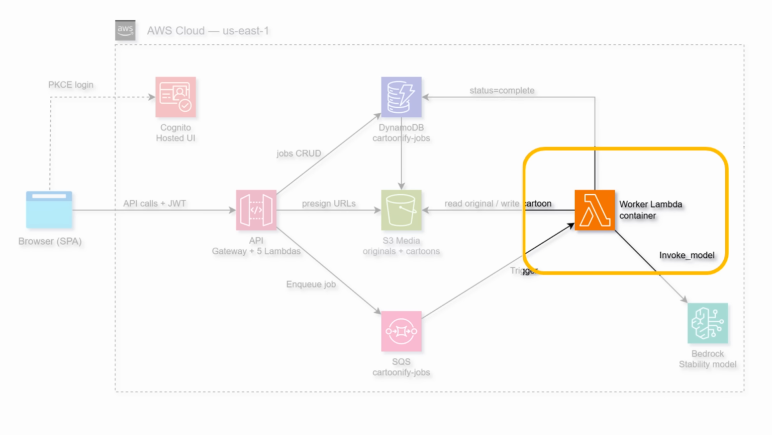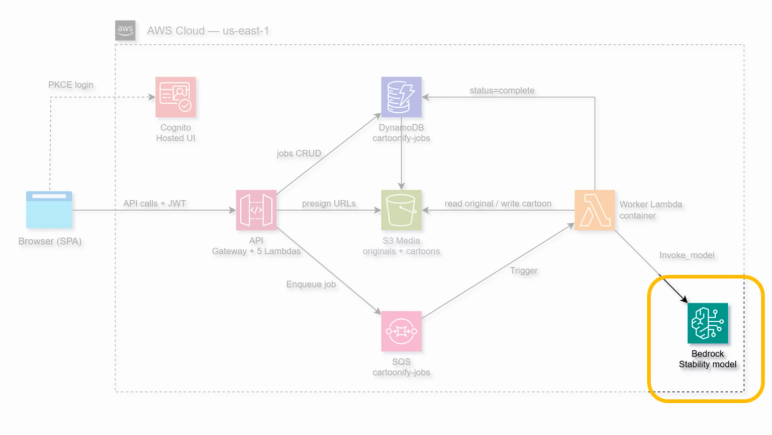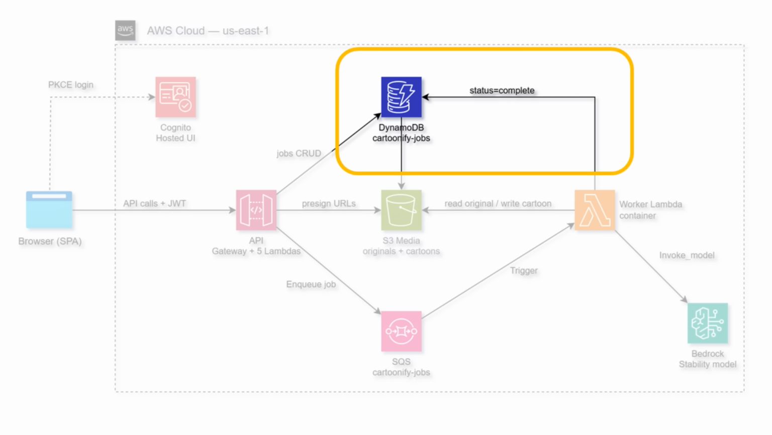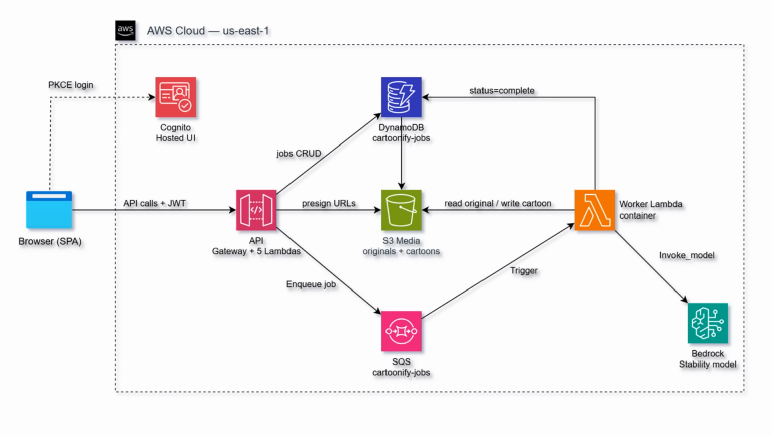This is a container image. It needs Pillow to normalize the image before sending it to Bedrock. The worker calls the Bedrock Stability model with the style prompt. Bedrock generates the cartoon. The cartoon is written back to S3. The job record is updated to complete. The browser is polling every 2 seconds and picks it up immediately. That's a full pipeline. 8 AWS services, 0 servers to manage.